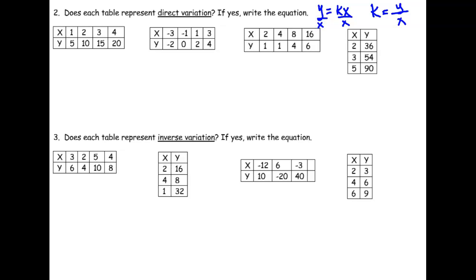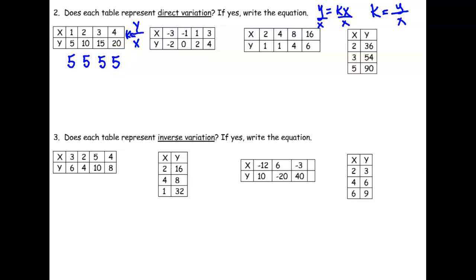So what does that mean? It means that each of these tables would be a direct variation if I take my y, divide by my x, and always get a constant number. So let's try it. Y divided by x is our k. We get 5 divided by 1 is 5. 10 divided by 2 is 5. 15 divided by 3 is 5. 20 divided by 4 is 5.